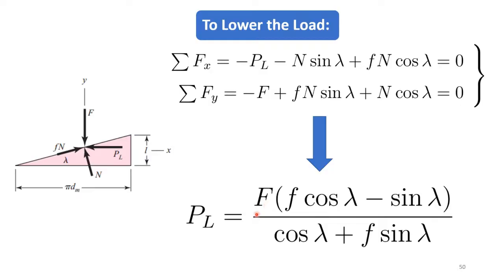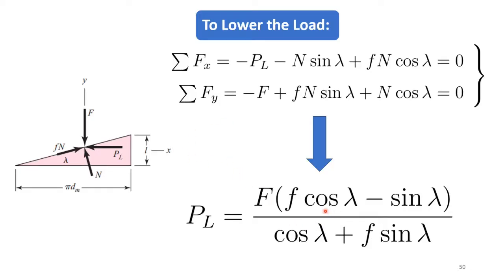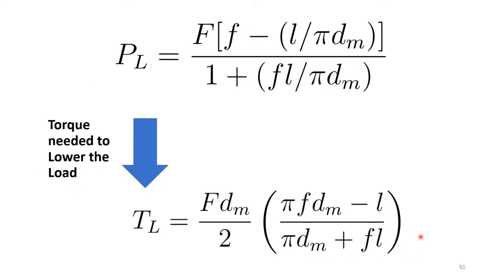And when we do that, make PL the subject. All right, so if we do that and we equate the two, and then we make PL the subject, we are going to have this expression here as the force needed to lower the load. Then from here, we can divide this by cos lambda. The numerator and the denominator, we can divide by cos lambda. And when we do that, we are going to have what we have here.